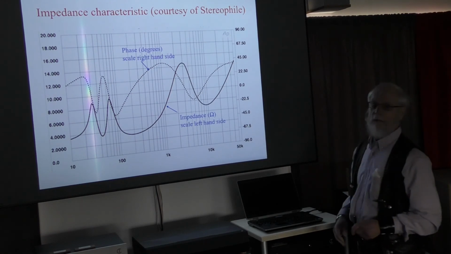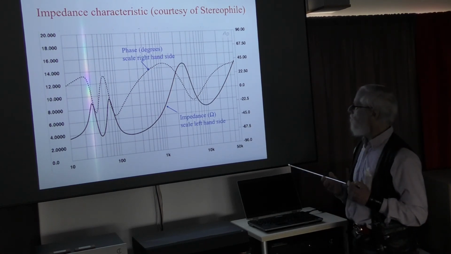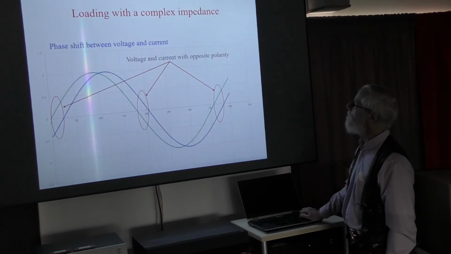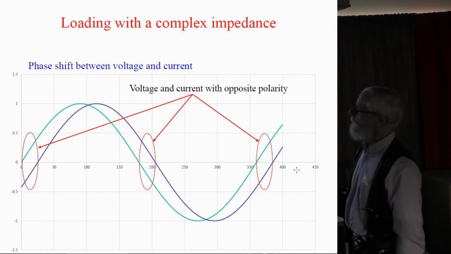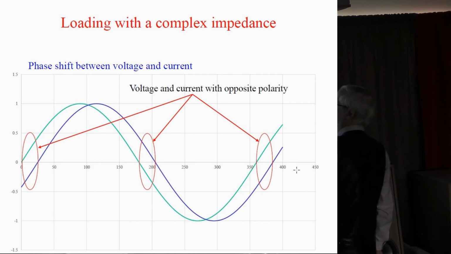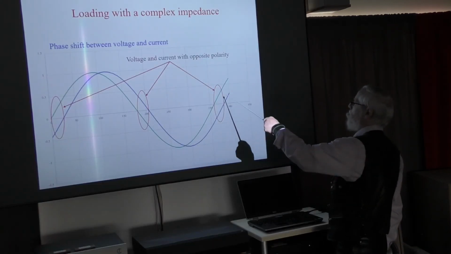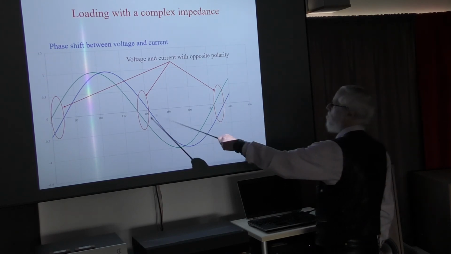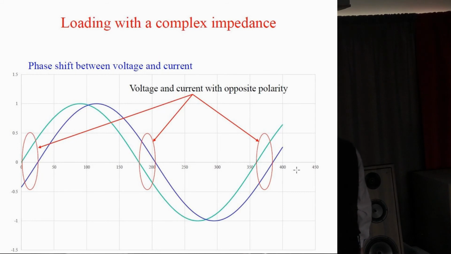So there's quite a difference in the impedance, and because of this phase shift we call this complex, because you can describe it with complex numbers. And when you look at what the amplifier has to do, you see within the ellipse that there is an opposite polarity between voltage and current. And it happens here.